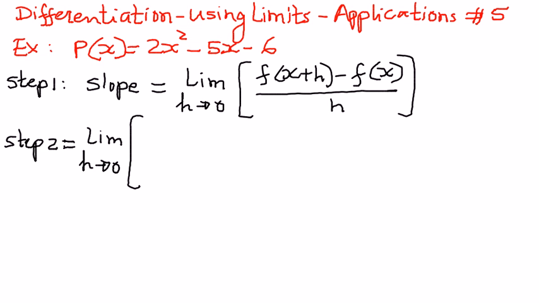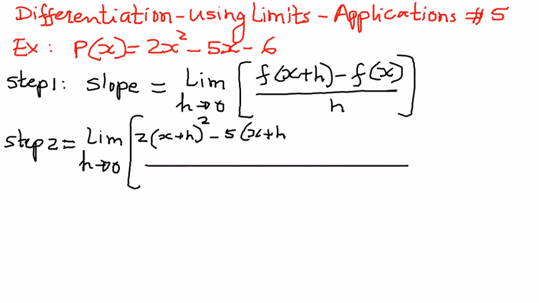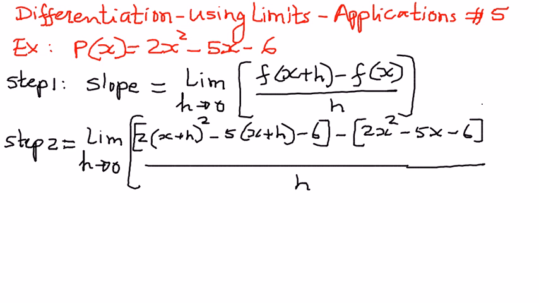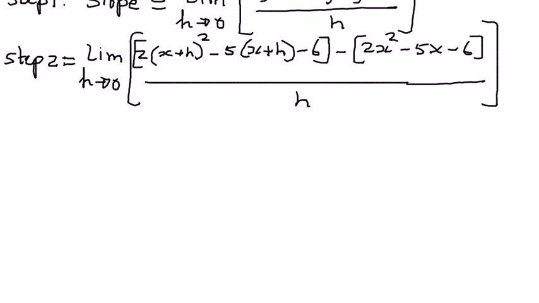We can substitute the function in here now as follows: 2 times x plus h, the whole thing raised to the power of 2, minus 5 times x plus h minus 6. That is the first part of the formula. The second part of the formula is f of x, so we're going to substitute the same function in there. So 2x squared minus 5x minus 6, the whole thing divided by h, like that. Now we're going to expand the terms and then simplify the math.